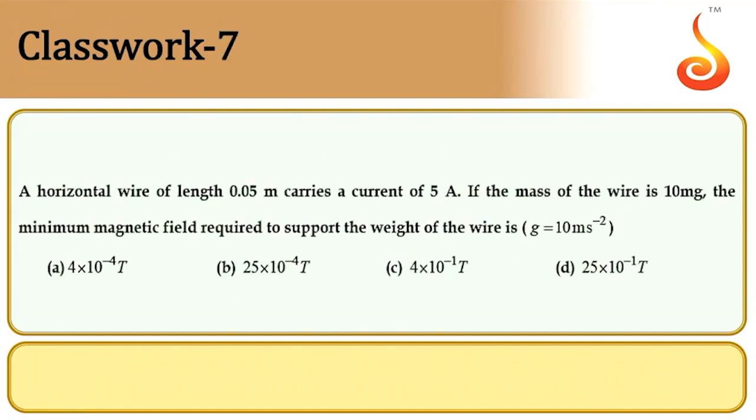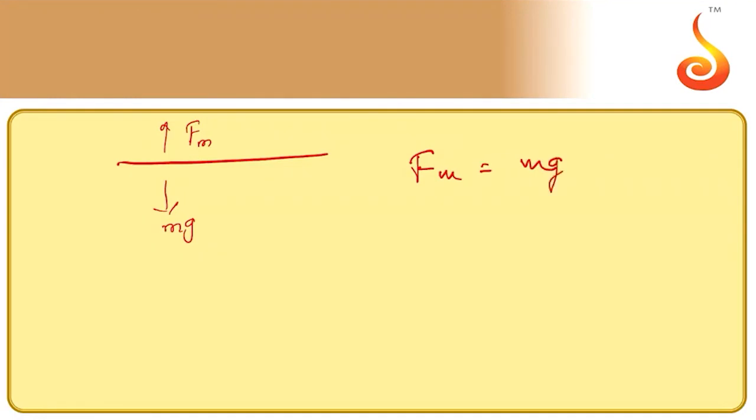Next one. A horizontal wire of length 0.05 meter carries a current of 5 ampere. If the mass of the wire is 10 milligrams, the minimum magnetic field required to support the weight of the wire is. The charged particle, rather the current carrying conductor, experiences two forces. One is weight, and in order to keep it in equilibrium, it must experience magnetic force also. So magnetic force must be equal to mg.